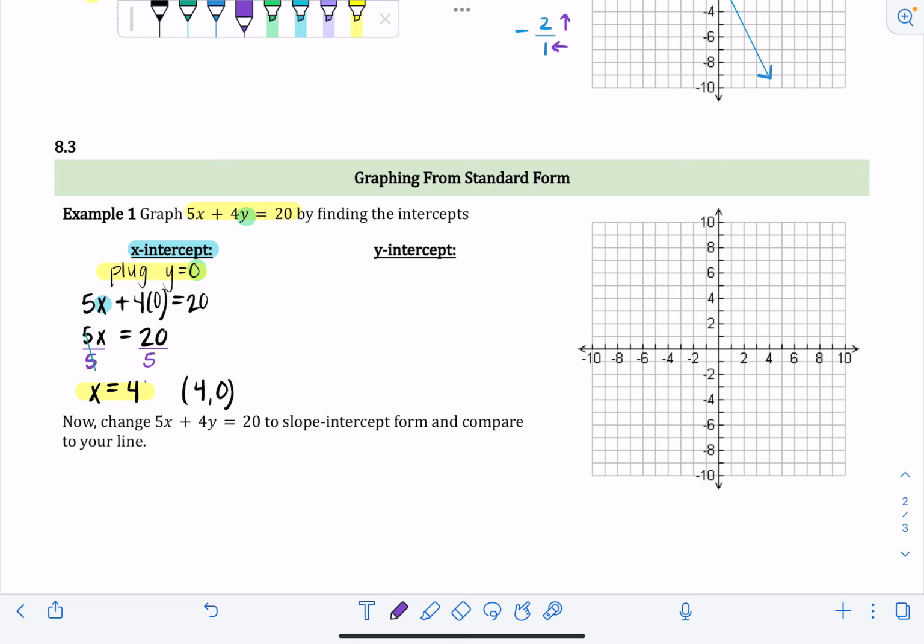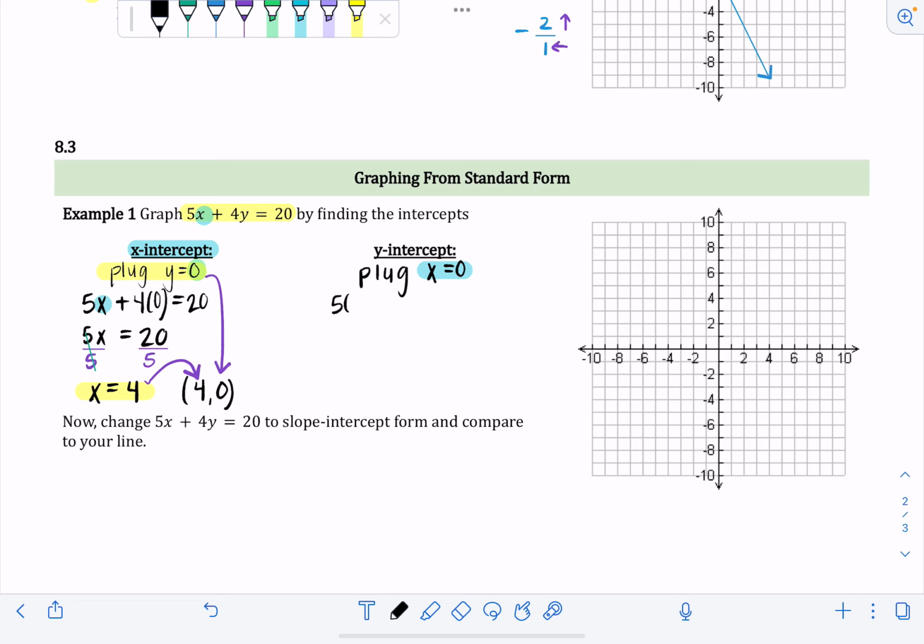Because we put 0 in for y and we got x equals 4. And then to find the y-intercept, we just do exactly the opposite. So we plug in x equals 0. Because any point that's on the y-axis, so like this is 0, 3, this is 0, 7, they all have x coordinates of 0. So in order to be a y-intercept, they must have an x coordinate of 0. So we're going to take this same equation and we're going to put that 0 in for x now.